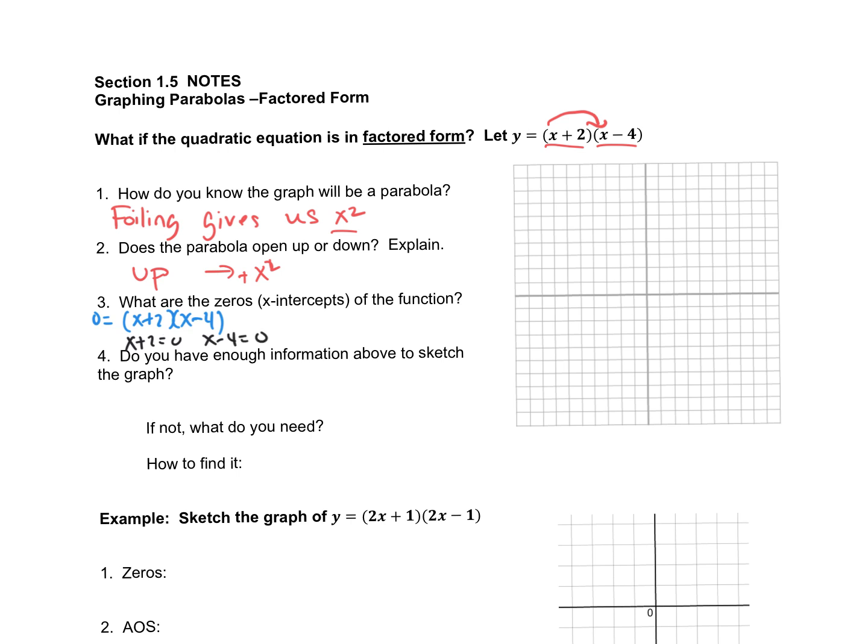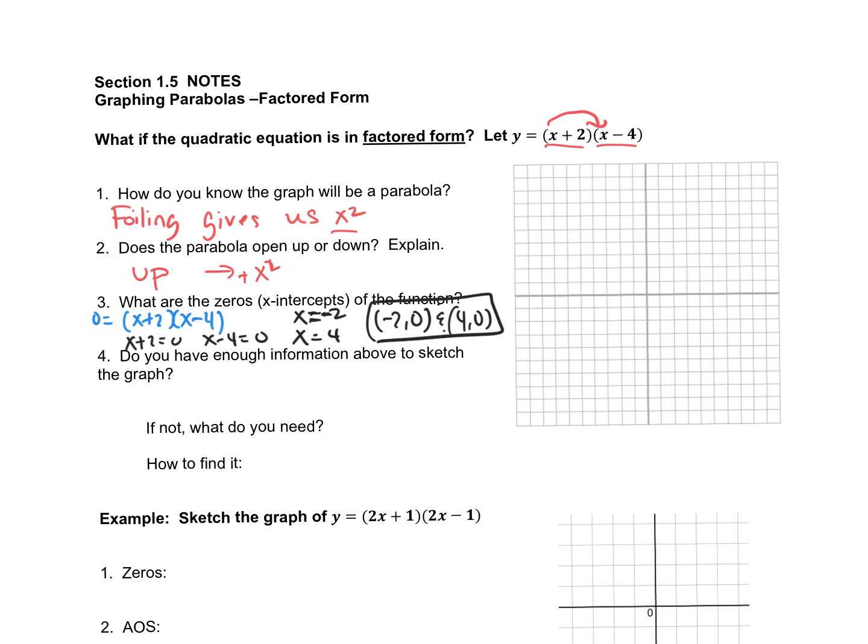Well, that gives us x equals negative 2, and x equals a positive 4. So again, x equals negative 2, x equals positive 4, and those are the x-intercepts. We're going to write them as zeros: negative 2, comma 0, and 4, comma 0. Okay, those are our two points. There's your zeros.